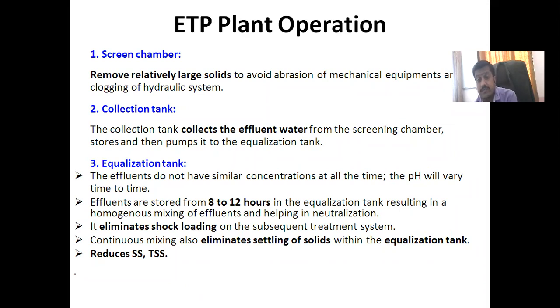So definitely our wastewater is composed of different chemicals with different percentages. That is why their pH value is not going to remain constant. It is going to change from time to time. Correct? So that is why all these effluents, whatever wastewater we have to treat, are stored for 8 to 12 hours in the equalization tank.